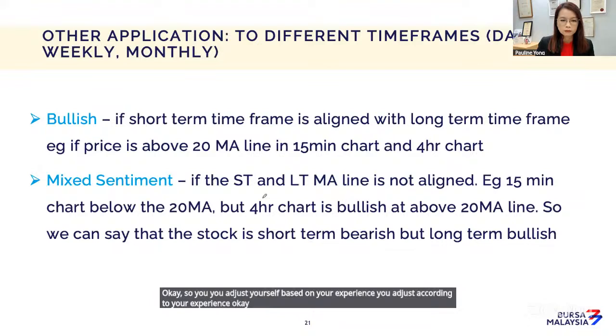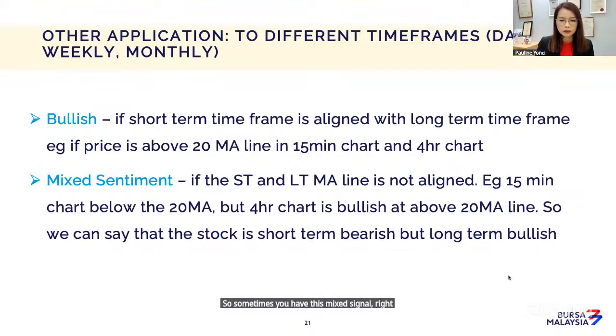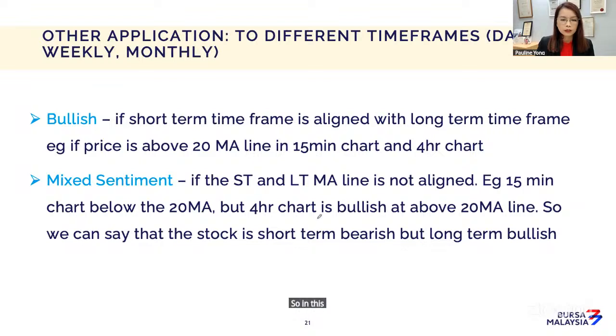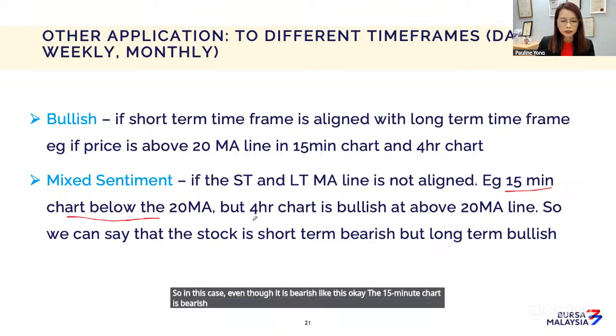So sometimes you have this mixed signal, right? You will be looking at a 15-minute chart showing bearish, but the 4-hourly chart is bullish. So we can say that the stock is short-term bearish and long-term bullish. Even though the 15-minute chart is bearish, let's say the 4-hourly chart and the daily chart are all bullish.